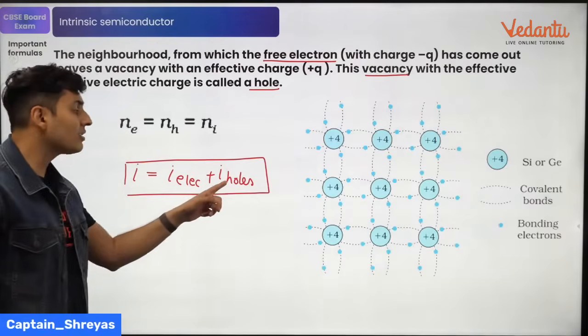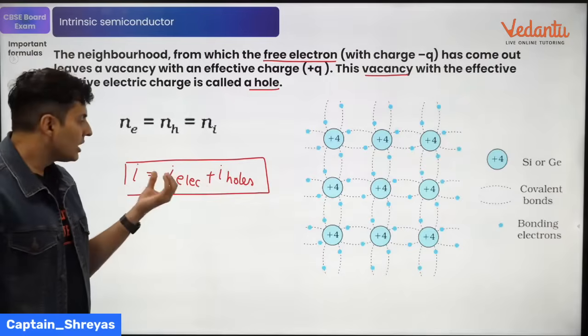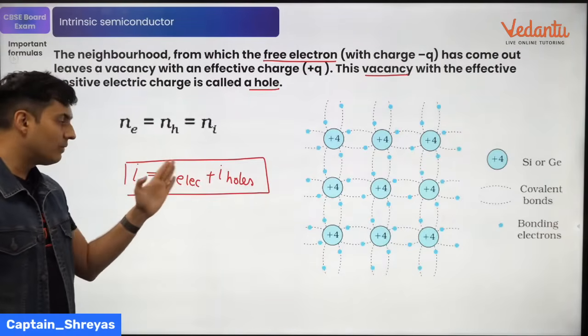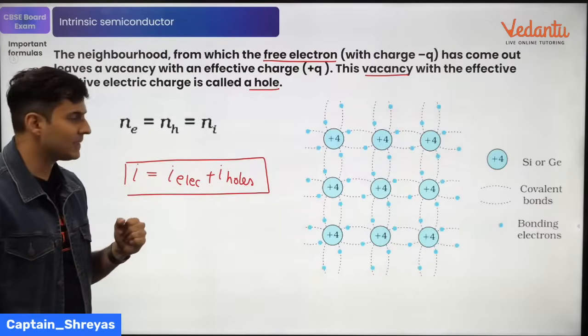Remember, in a conductor, there is no hole or something like that. There is only flow of electrons. Only the electrons move. That is the difference between conductors and semiconductors again.